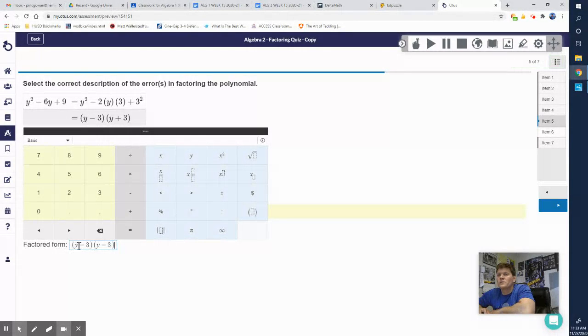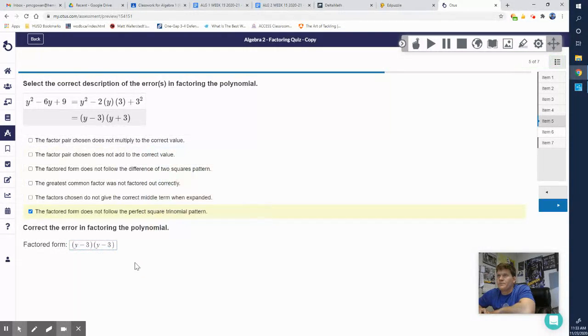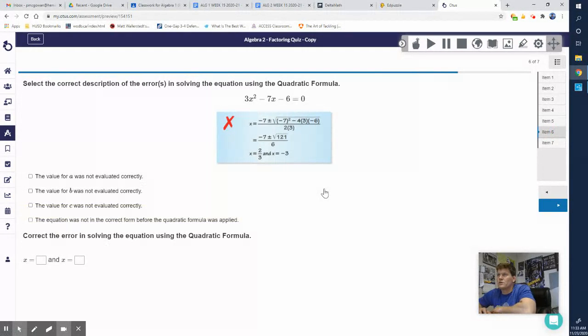Perfect square trinomial versus difference of squares you saw in item 4. So there's the first 5 dealing with the factoring. Then it gets into a little trickier stuff dealing with our quadratic formula.